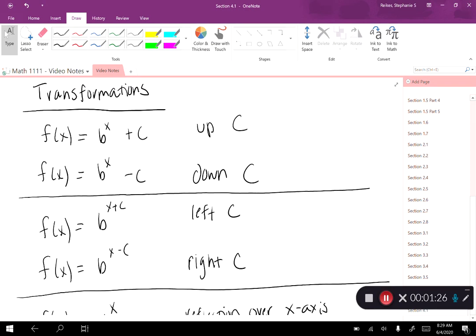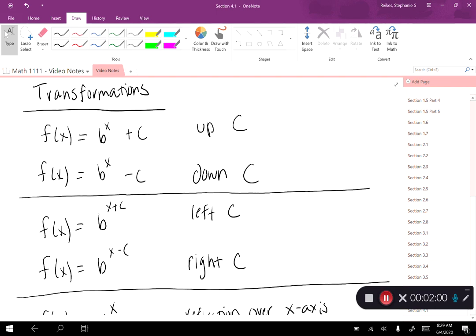Next, I want to talk about the transformations of an exponential function. If I have f(x) equals b to the x plus c or minus c, if I'm adding or subtracting on the outside of the function, remember that is a shift up or down. If I have f(x) equals b raised to the x plus c or x minus c, if I'm adding or subtracting on the inside of the function, remember that's a shift left or right.